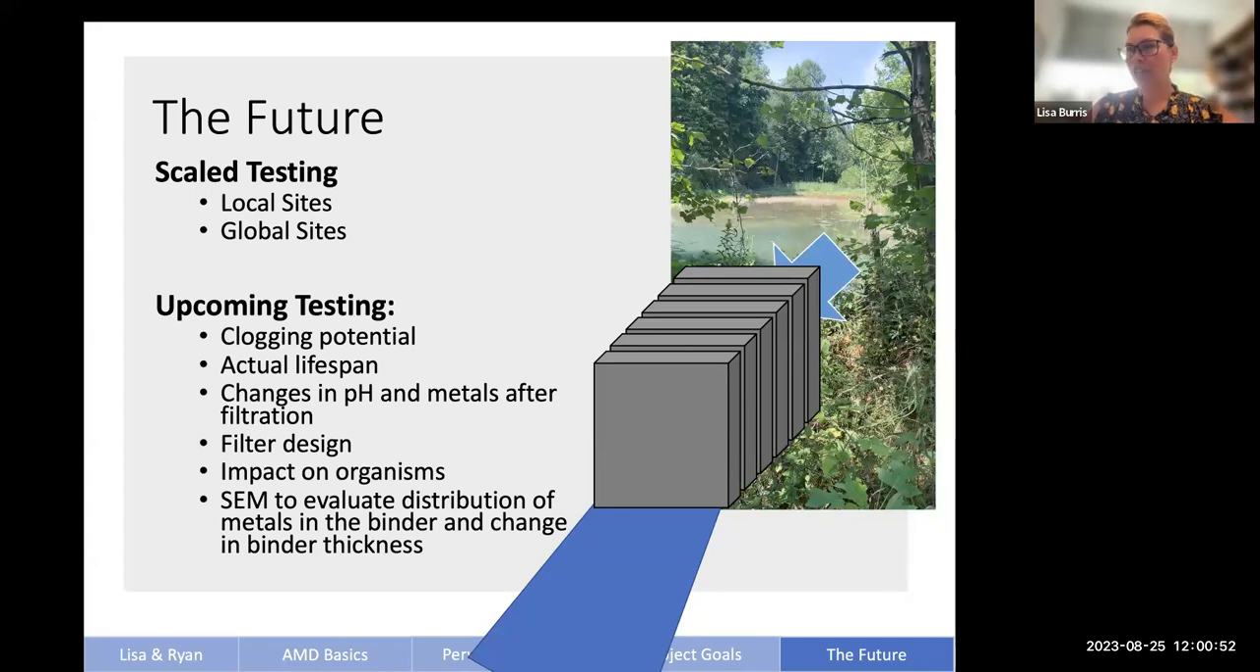We're also going to be looking at changes in the organisms in the area. So are they happy that we're mitigating the water a little bit, or do they dislike having concrete kind of shoved into the middle of their stream? And then we're also going to do a little bit further work with the concrete and using some scanning electron microscopy to section samples out and see where the metals embed within that cementitious microstructure.